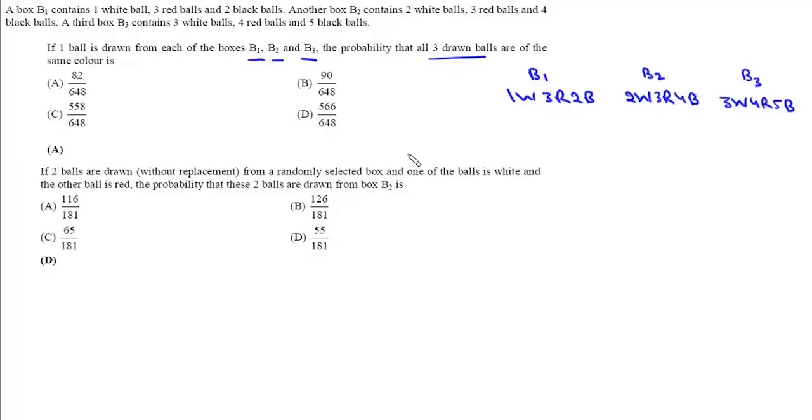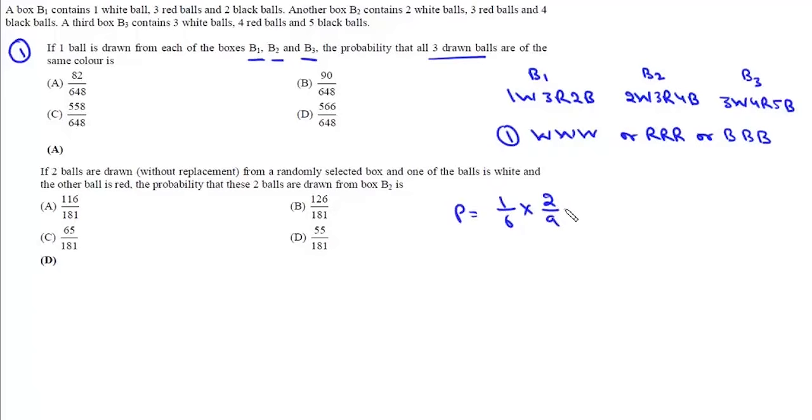Now all the 3 balls have the same color if all 3 of them are W, so it will be W, W, W, or red, red and red, or black, black and black. Now for this probability, white from the first box is 1 by 6. White from the second is 2 by 9. And white from the third is 3 by 12.